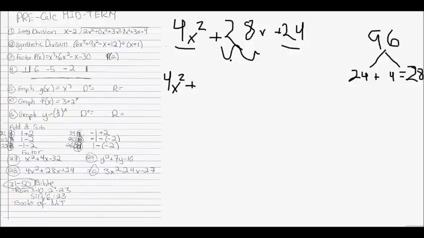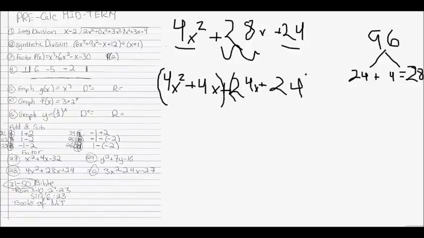So it's 4x squared plus, these two terms give us 28, we start with the smaller number, which will be 4x plus 24x plus 24. All right, now we group them.